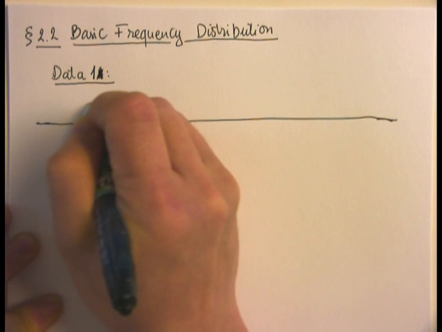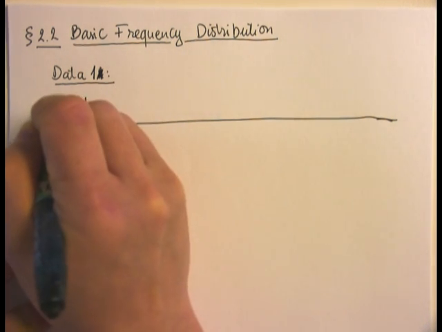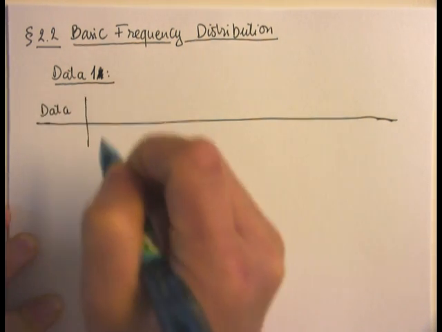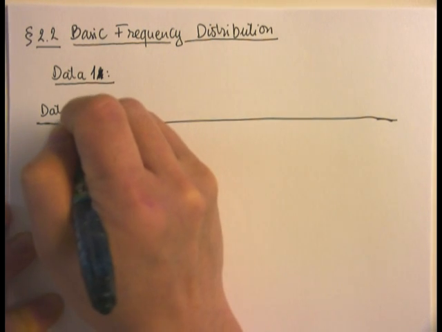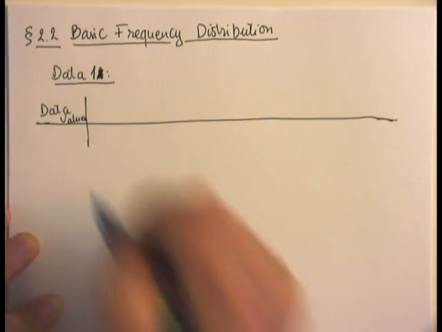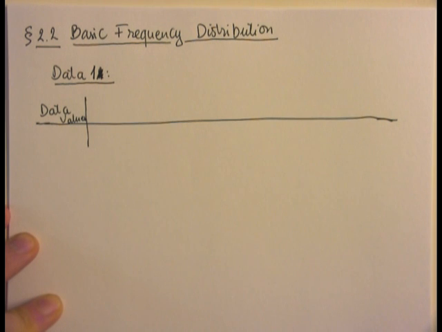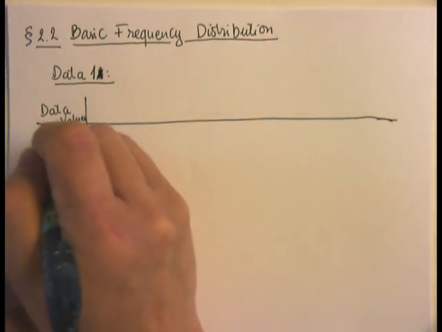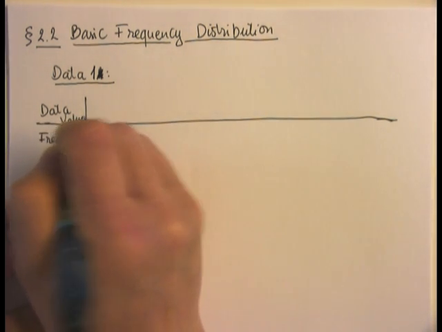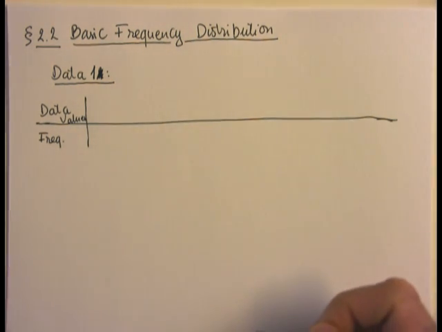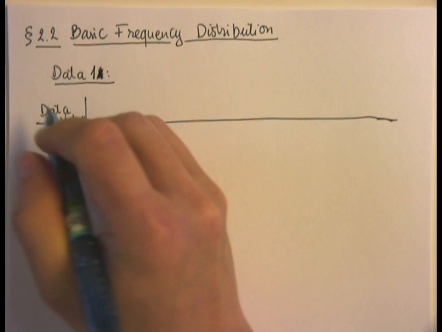Commonly, you do 2 rows. In the row on top, you would make a list of all the possible distinct data values. These are the top rows, listing all my different data values. The bottom row would list the corresponding count, the physical count for each data value. And in fancy terms, we call that the frequency.